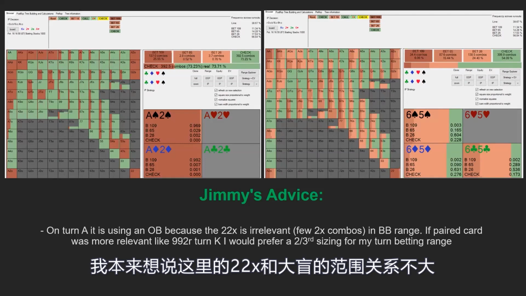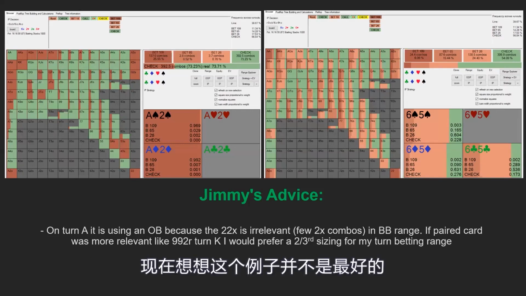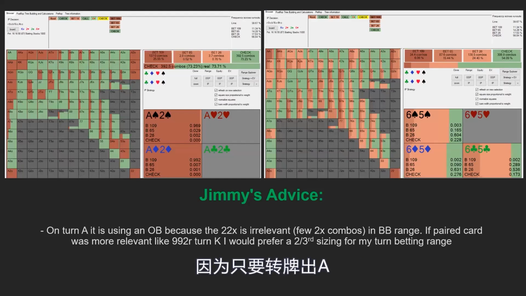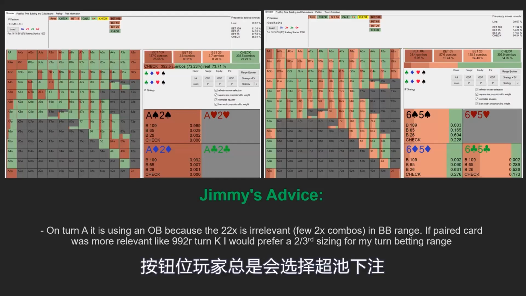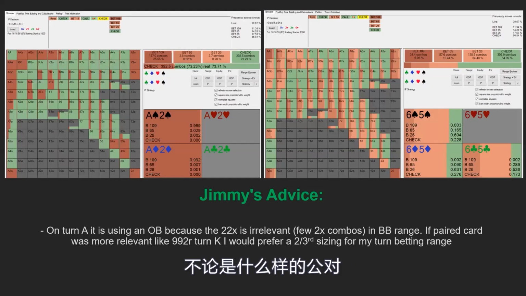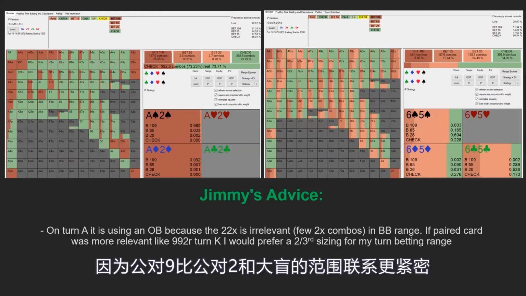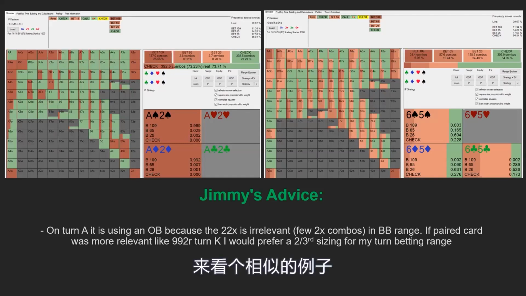I'm digging a bit into what Amar has been saying, where the deuce-x is pretty irrelevant. I think this example is not the best because on an ace turn specifically, it's always going to be overbetting no matter what the paired card is. But we're going to be talking about that a bit later. But let's say the paired board is 9-9 deuce rainbow and the turn is a king. Then I would never use an overbet because the 9-9 is a lot more relevant than the deuce-x, for example.